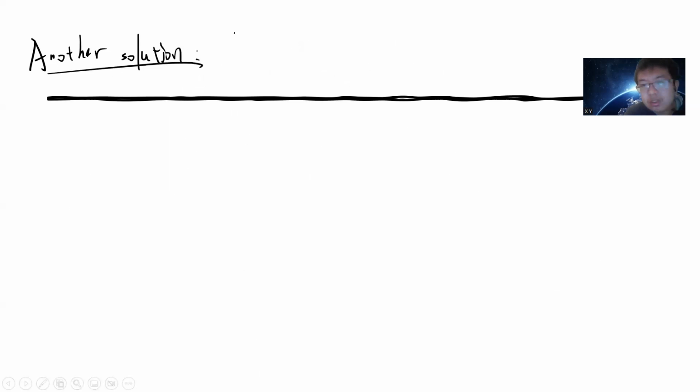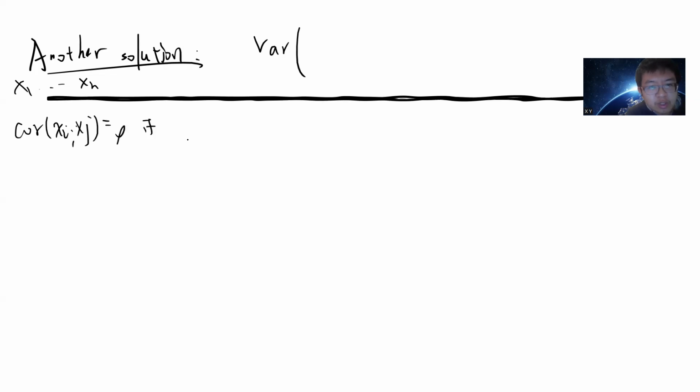Okay, so this is very weird. Let's consider all this. Let's say I have x1 up to xn, and I know that the correlation between xi and xj is rho, if i is different from j. I consider the variance of the sum over all these random variables, from 1 to n.